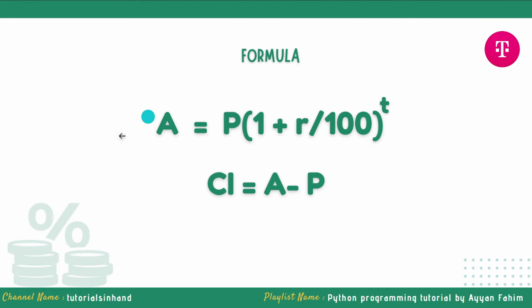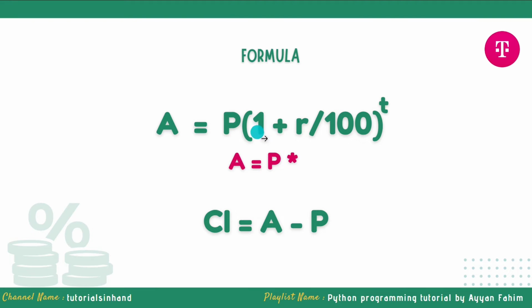See, if we start from A, then what is it actually equal to? A is equal to principal into, and we know that in programming we can do the multiplication with the help of an asterisk. So basically we will simply write A is equal to P asterisk, right? Now we have to calculate the rest of this part, which is 1 plus r by 100 to the power t, and in Python we know that this power we can calculate with the help of an inbuilt function called pow.